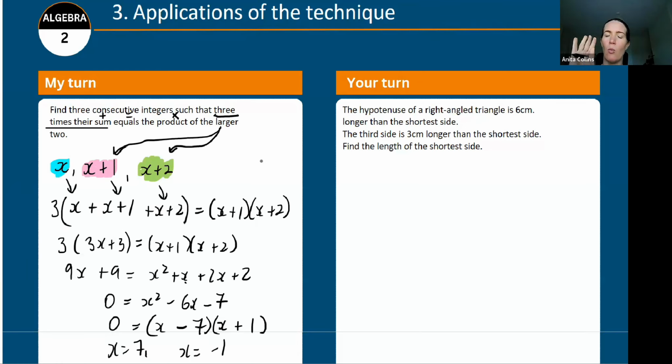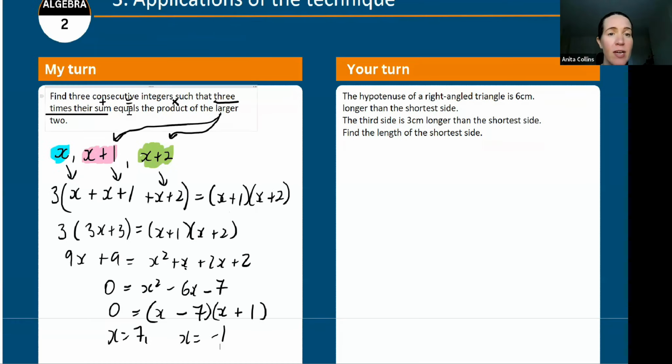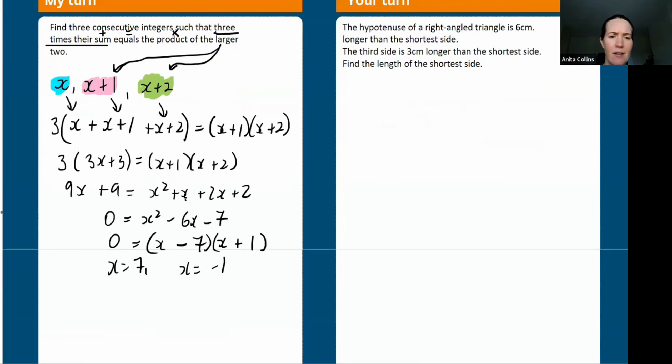Right. When you get into the algebra, you're going step by step and doing the things you always do, and then you forget what you're actually asked. So always go back and read the question again at the end. It said find 3 consecutive integers. So I've got 2 x values, and now I need the numbers. If x is 7, then x plus 1 is going to be 8, and x plus 2 is going to be 9. Or if x is minus 1, then x plus 1 is going to be 0, and x plus 2 is going to be 1.